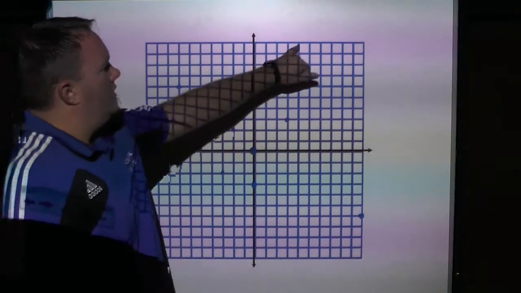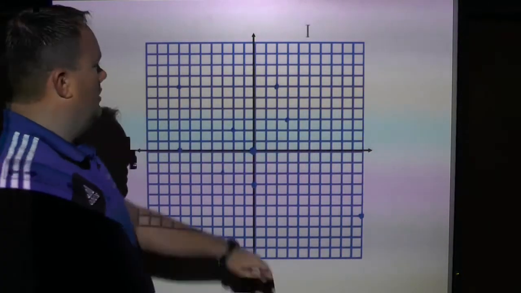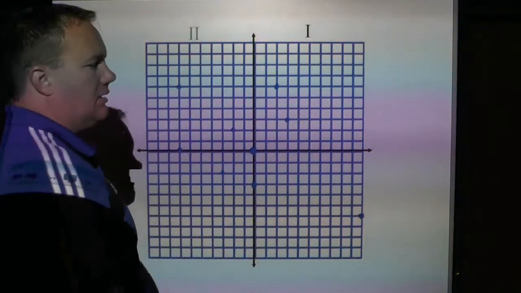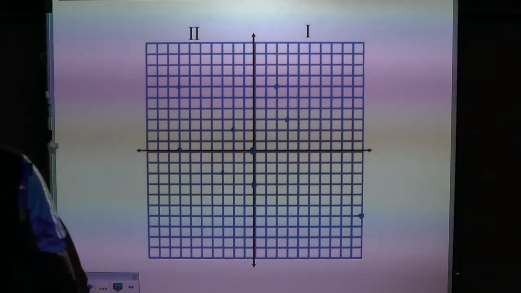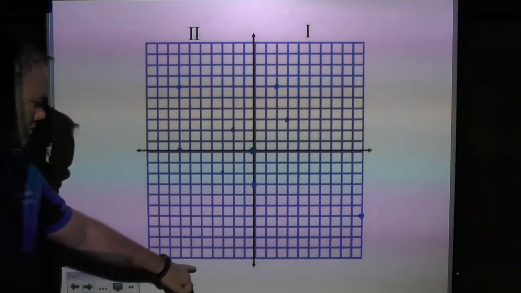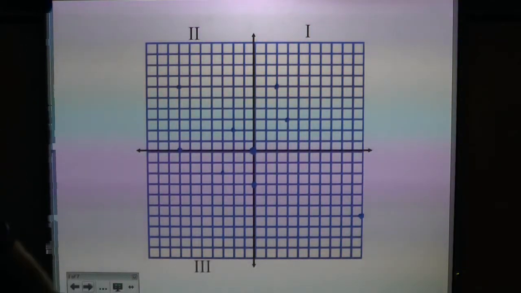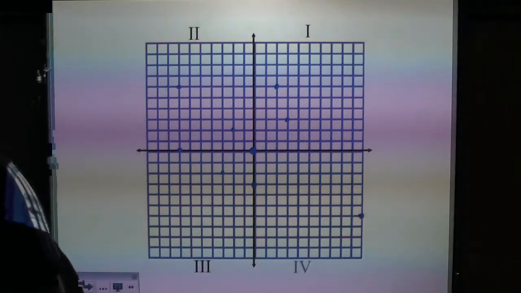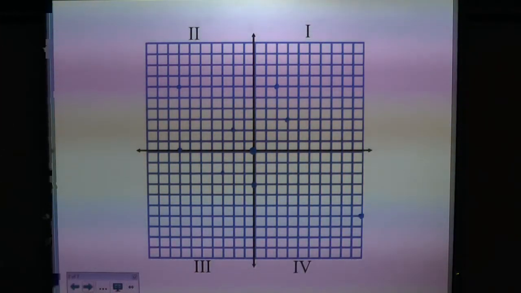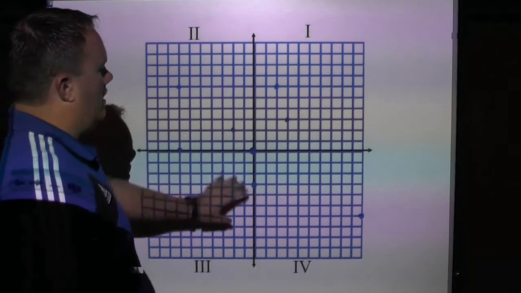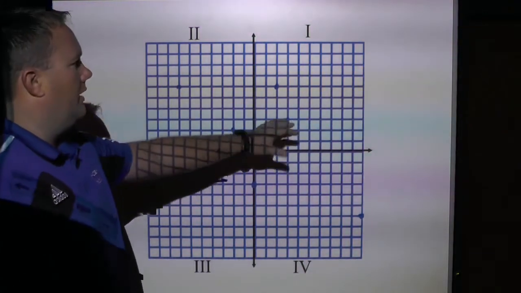The first quadrant is in the top right-hand corner. The second quadrant is the top left-hand corner. You can write this right on that sheet of paper. The third quadrant is in the lower left. The fourth quadrant is in the lower right. So you have four different quadrants that create this coordinate plane.